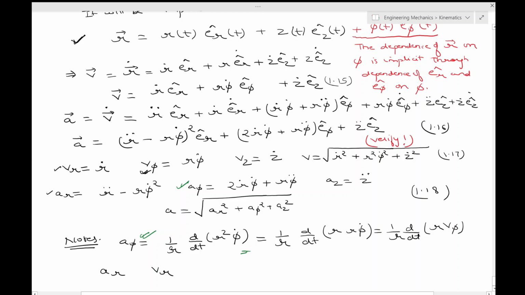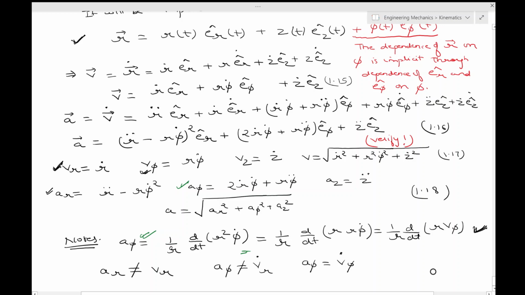Now AR, which you see over here, and VR, which you see both here and here, can you just say that AR is a further time derivative of VR? You cannot. Just look at these two expressions. By differentiating this with respect to time, you will not get this. And similarly A phi is not equal to VR dot, clearly, and A phi is also not equal to V phi dot. You've just seen that over here.